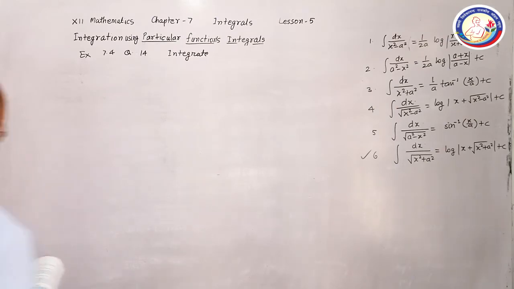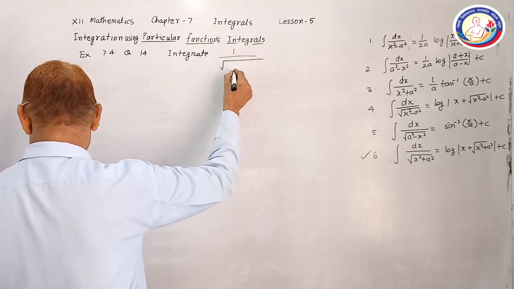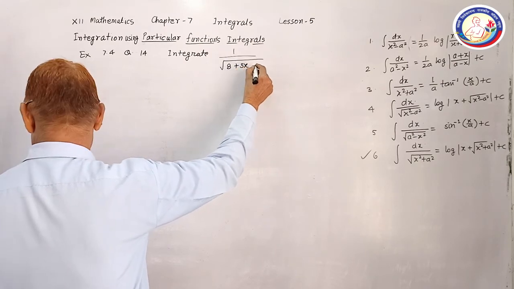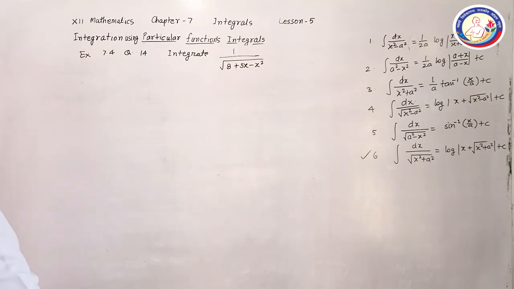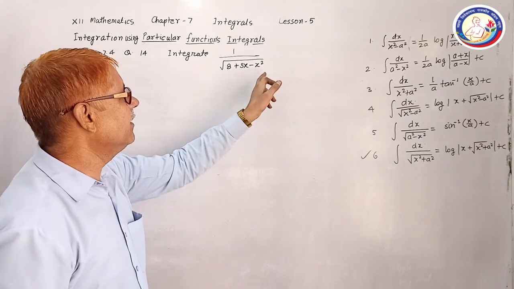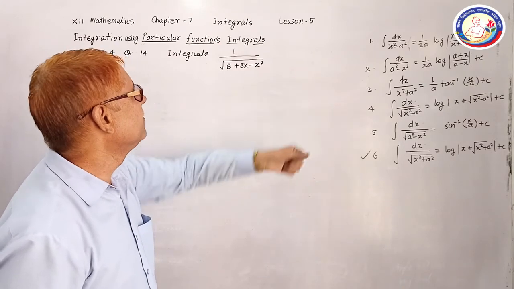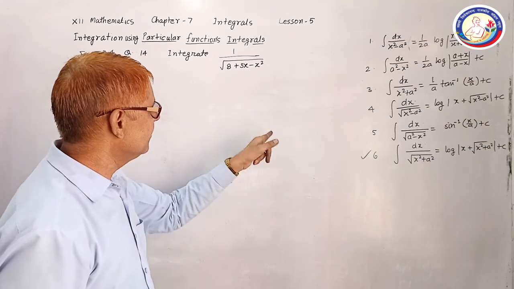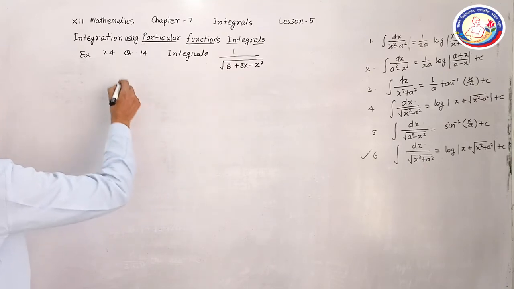Question number 14. Integrate 1 upon square root of 8 plus 3x minus x square. Here x square is with negative sign. So the term containing square will be with negative sign. We will introduce it as square with negative sign.